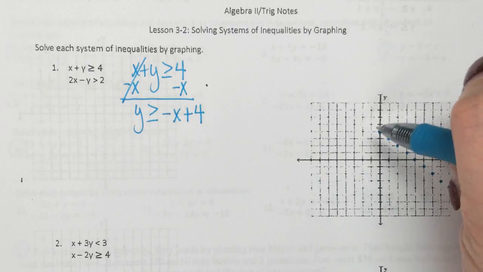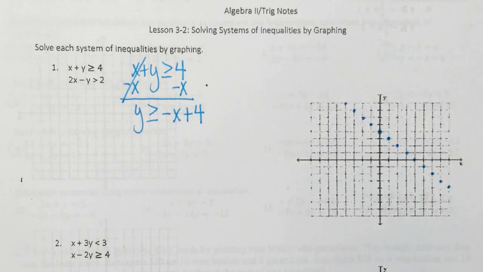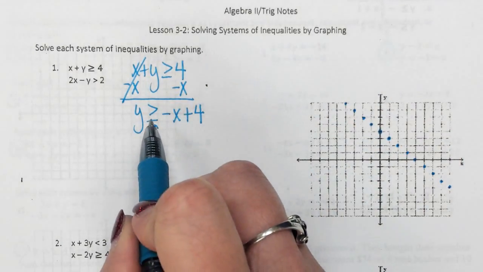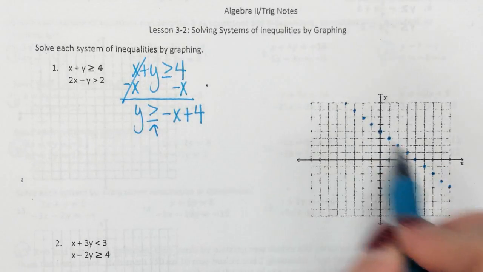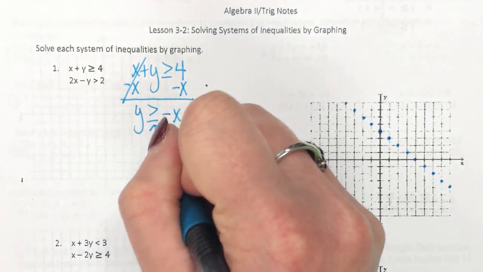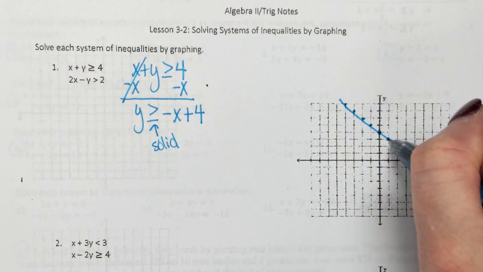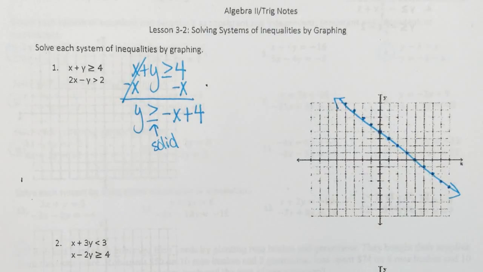And then we can go the other way. We can go up and right. All right, what do we know about this inequality? If it's greater than or equal to, does that mean that this gets a solid line or a dotted line? Solid line, there you go. So that's nothing new. We've done that before.